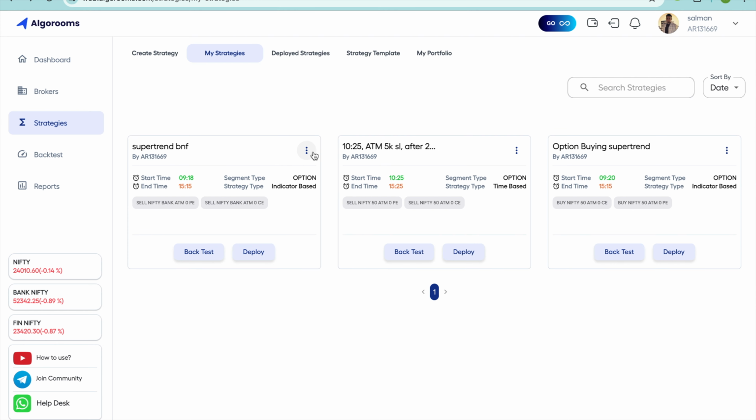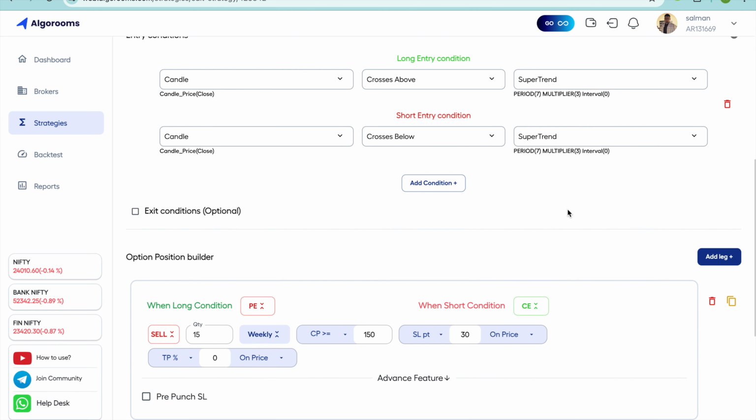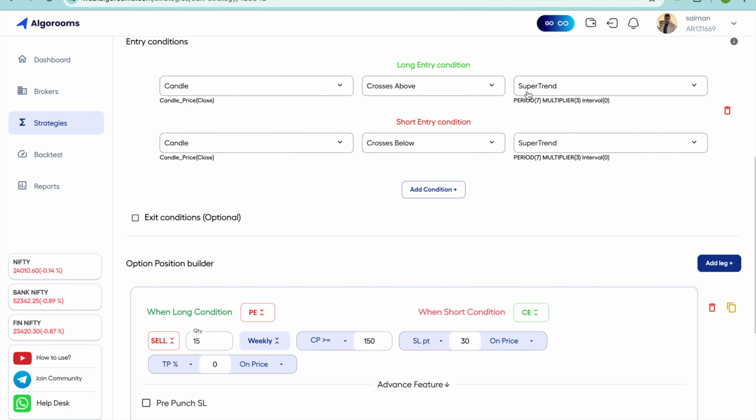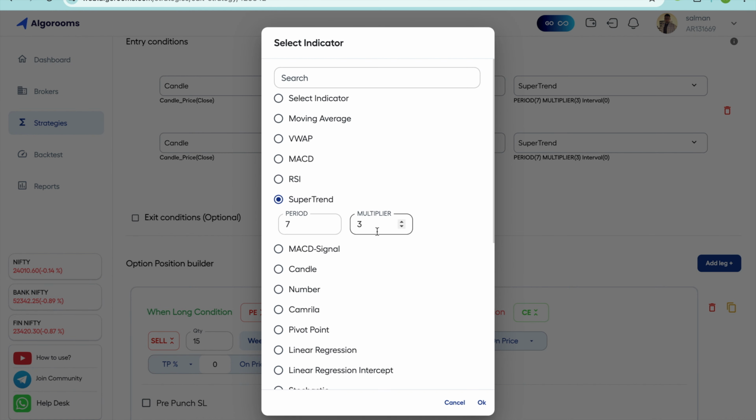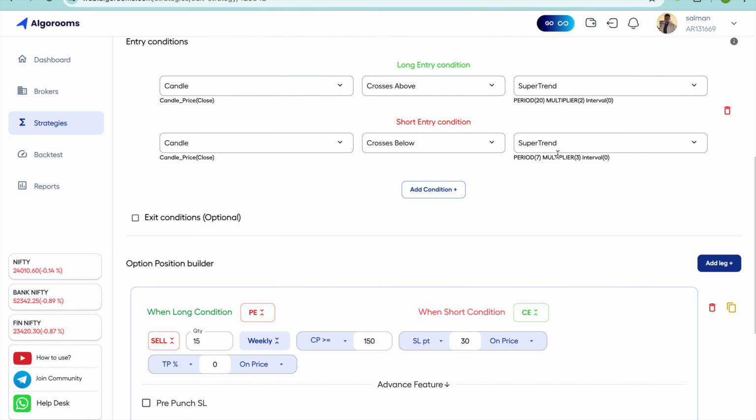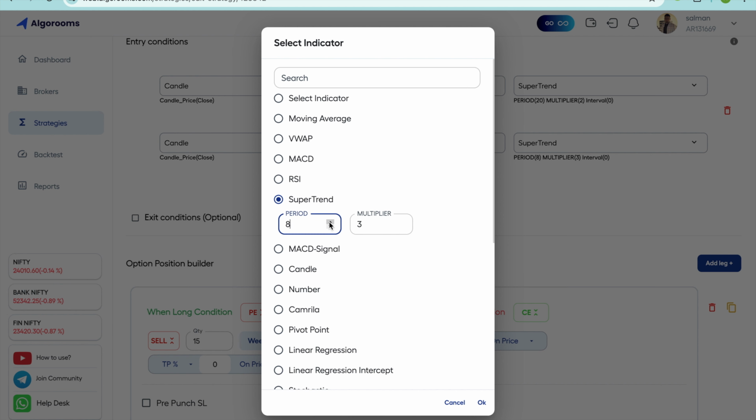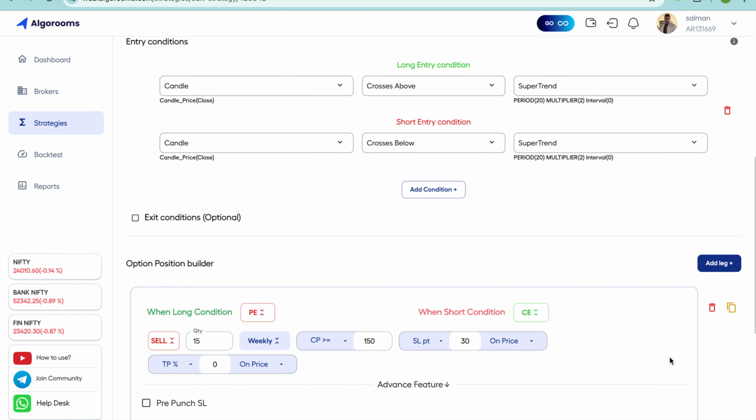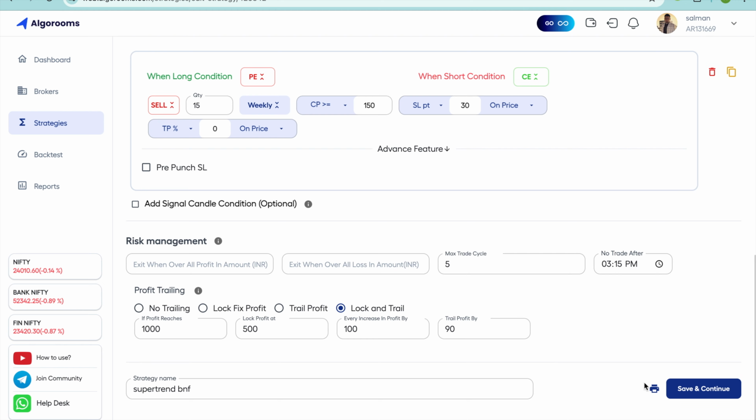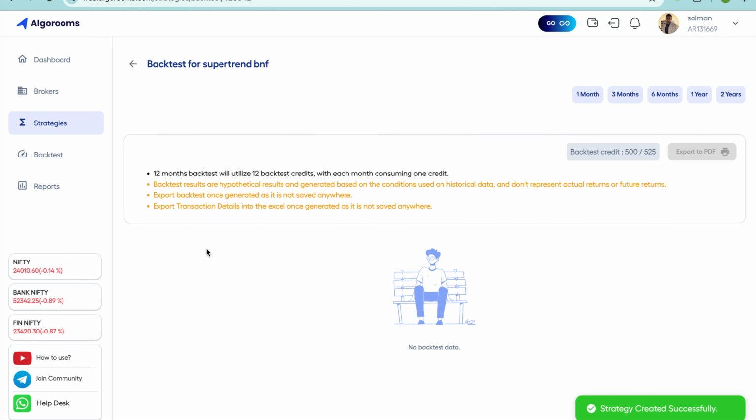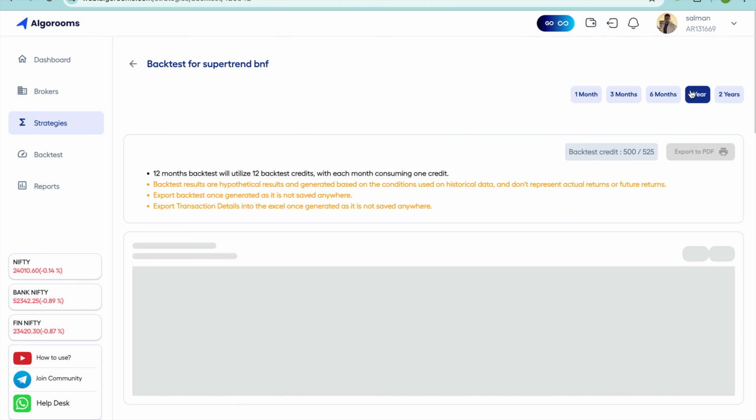So what we'll do, we'll probably change the super trend, and see if the super trend period makes an impact. Let's take a period of 20 and a multiplier of 2. Okay, let's take the super trend of 20 and 2 and see the backtesting results. If we go OK, we'll just save and continue. And now let's take the backtesting and see 1 year.